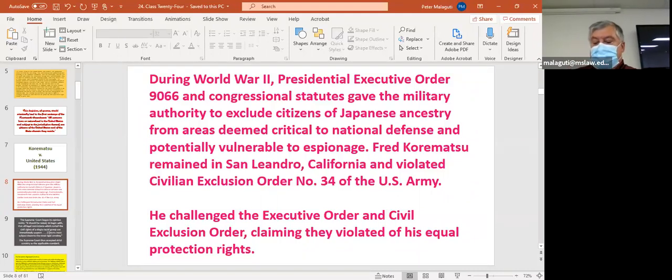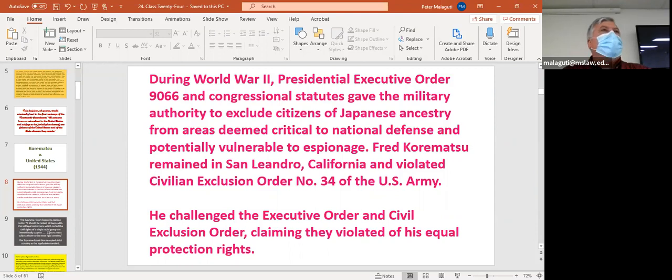He eventually was turned in. A lot of people believe that it was his girlfriend who turned him in. He was supposed to meet her at a certain location in downtown San Francisco on a certain day and time. She wasn't there. And instead, police officers showed up and escorted him to jail.